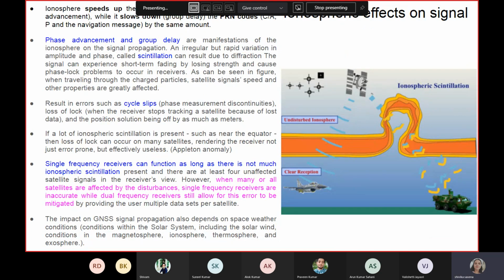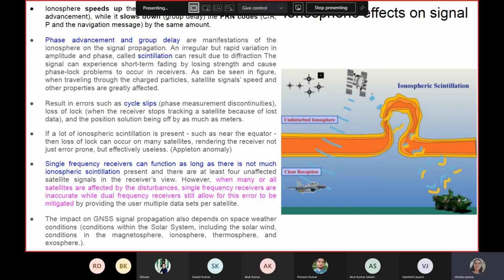So what happens? What is the effect on the GPS signal while it propagates through the ionosphere? It speeds up the phase and slows down the PRN codes, that is the CA and P codes, and the navigation message, by the same amount. So we call it code delay as well as phase advancement. It represents the same thing, ionospheric delay, but it is perceived in two different phenomena.